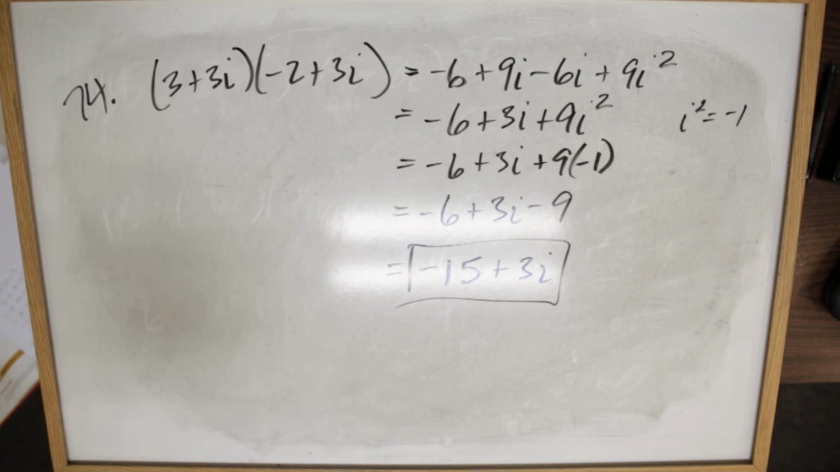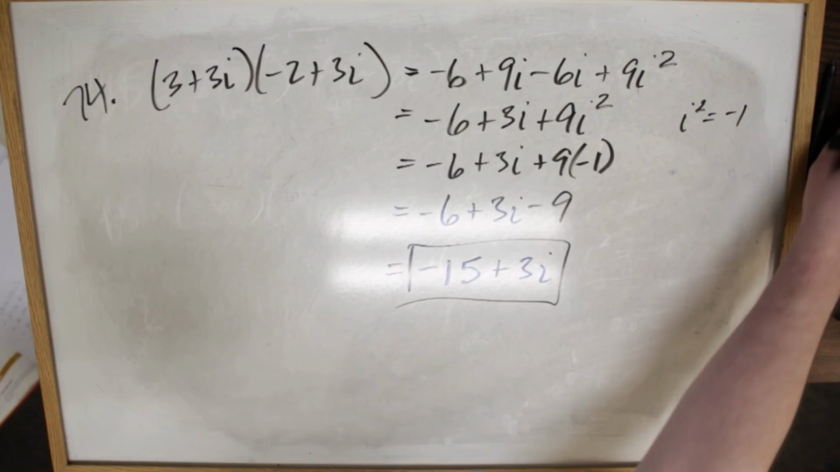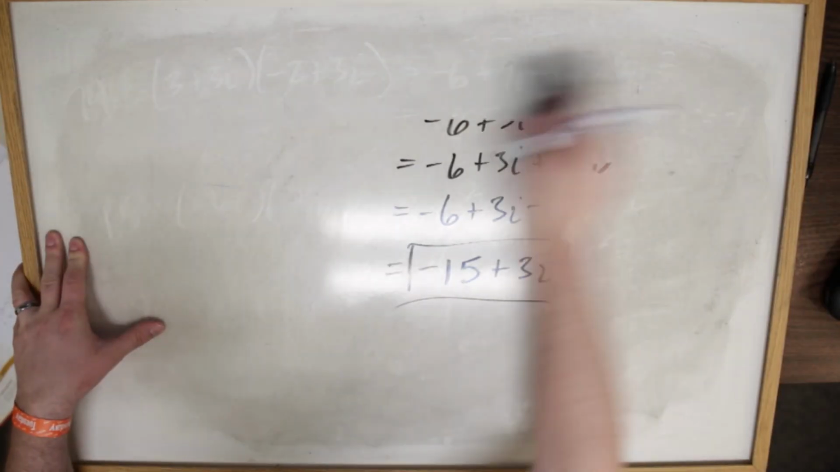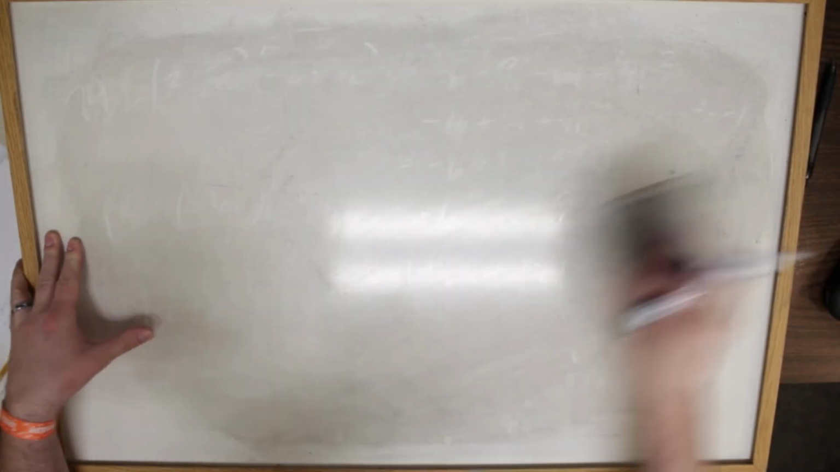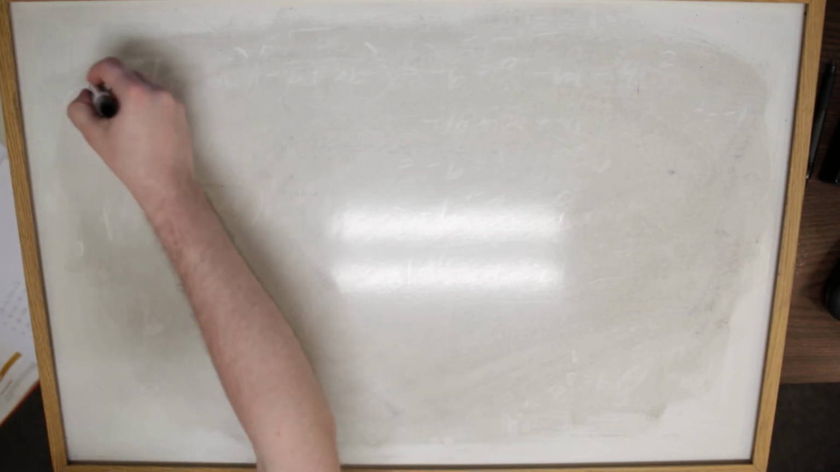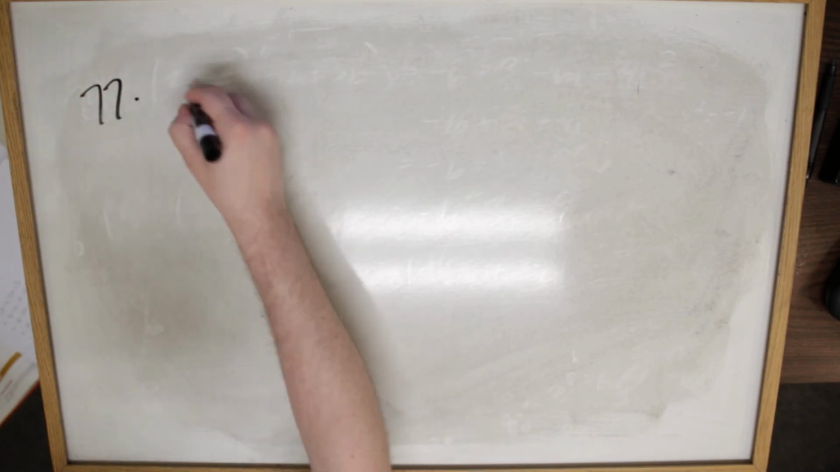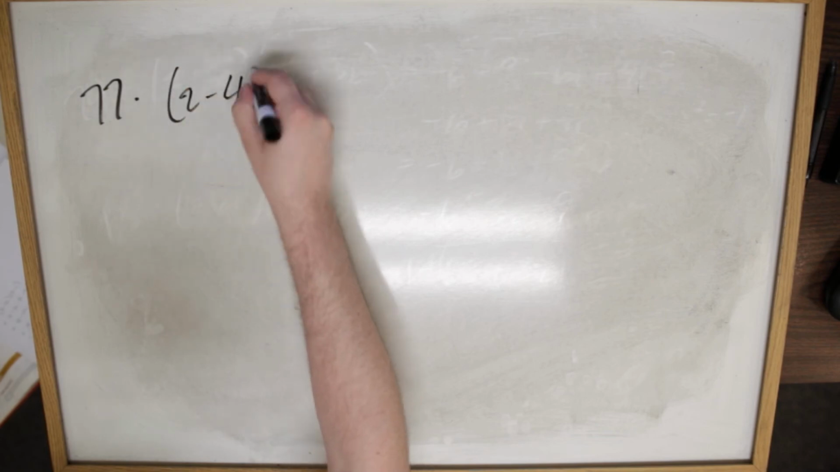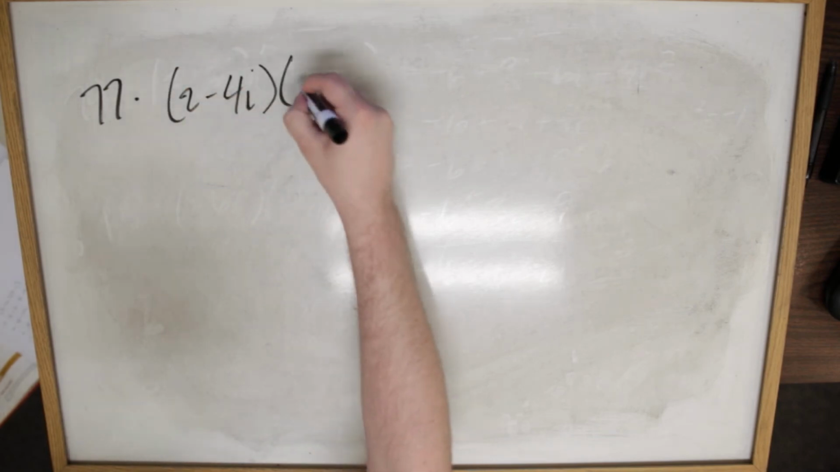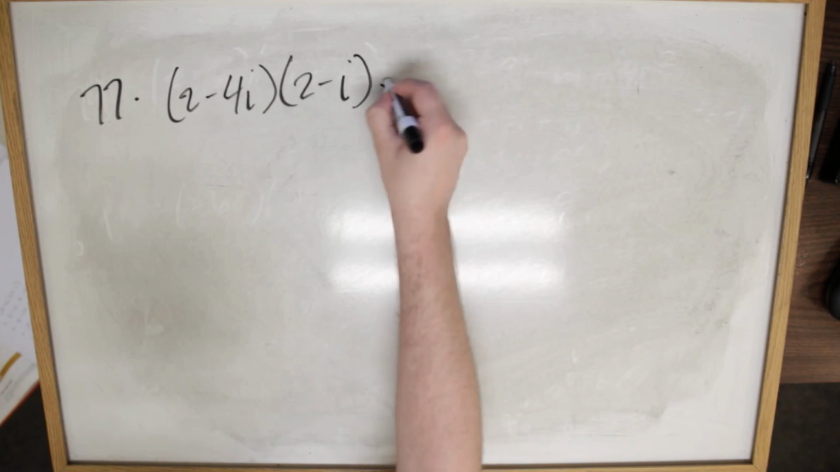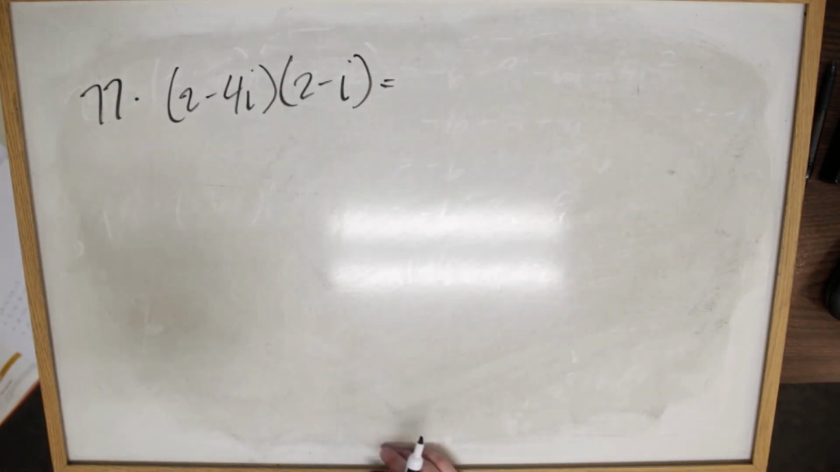All right, I think I've got 3 more. I want to do another one of these, and then we'll jump into dividing. So 77, 2 minus 4i times 2 minus i. Okay, similar idea.